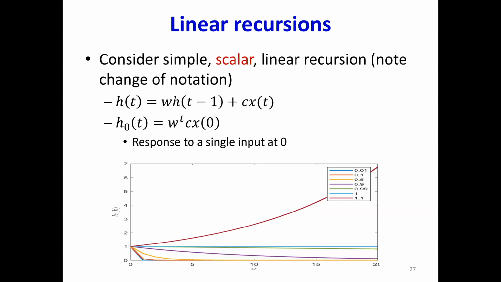What can you tell me about this? When will it blow up? When w is greater than 1. And if w is less than 1, what happens? It's just going to collapse to 0, right? That's basically what you have. For small values of w that are less than 1, it's going to just die. For values of w that are greater than 1, it's going to blow up. Only when w equals 1 is it going to hold whatever you want it to keep in memory. That making sense to everybody, right?